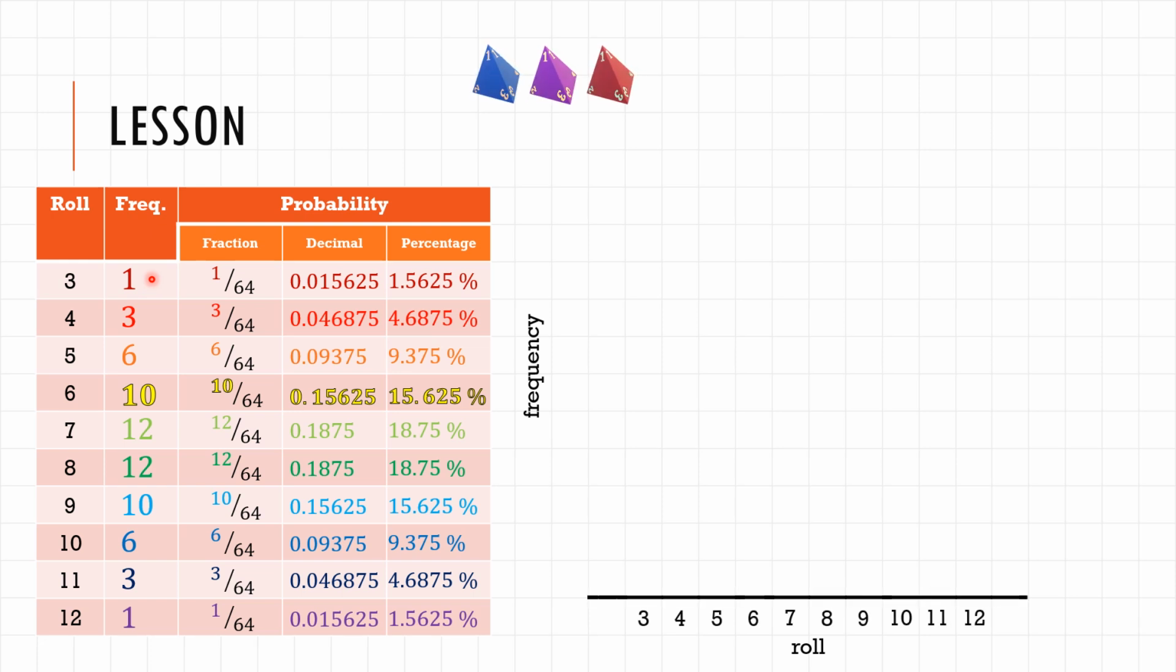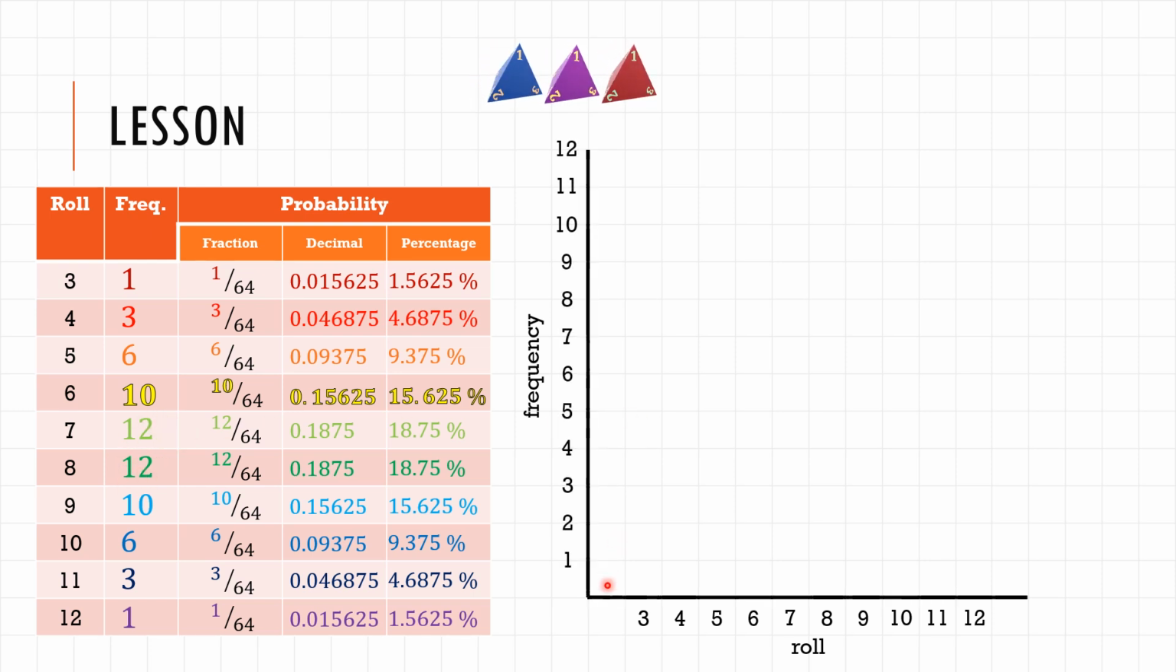So over here, I've got my column chart started. I've got the numbers, the available options down here, 3 through 12. And let me take a look at the frequency to see how big my y-axis needs to be. I could draw it, and I only need to go up as high as 12, because that's the highest number. So there's my y-axis.